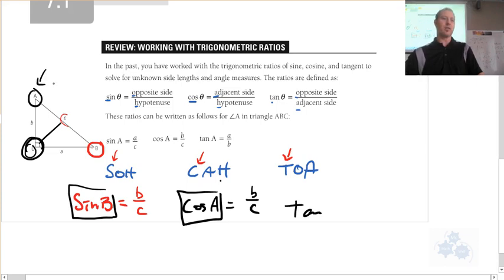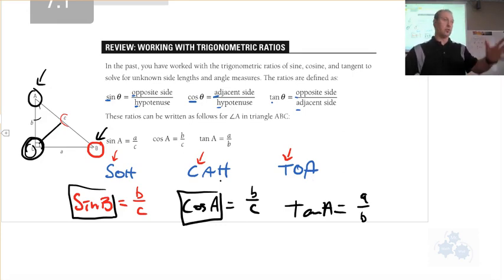We're just going to refer to these other two angles in a right triangle. Okay? So tan of A is going to be the opposite side, which is little a, over the adjacent side to A, which is b. Okay? So that's a review. You should know that. Any questions? Looking around the room, seeing none.